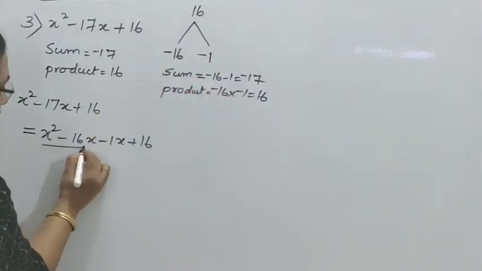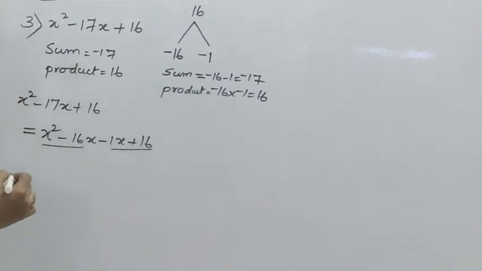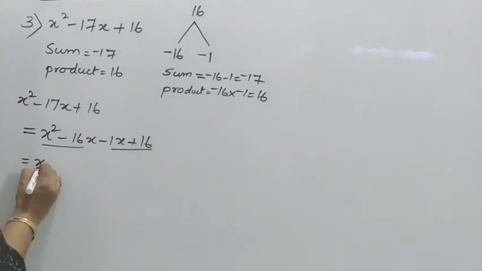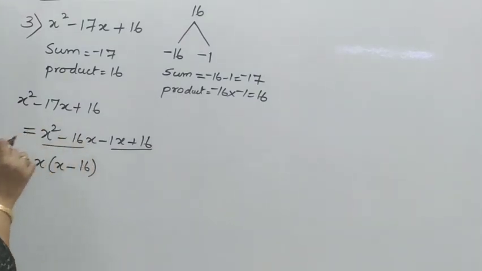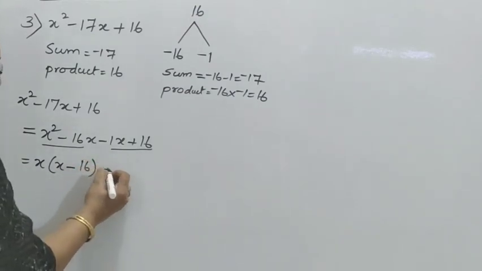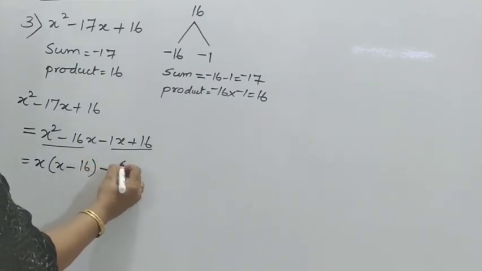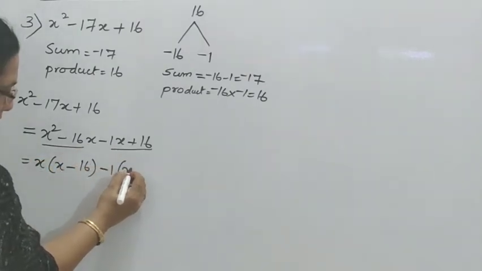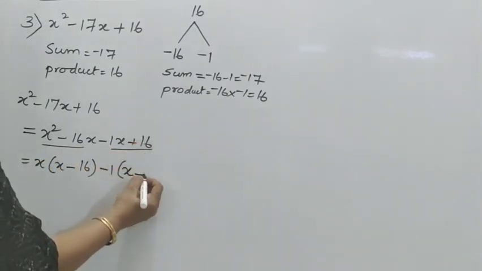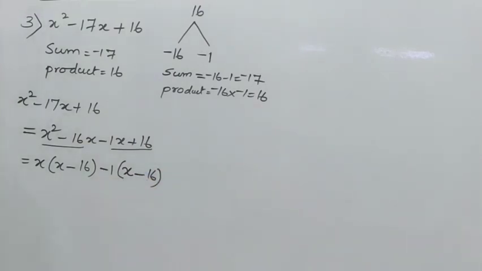Now we should identify the grouping of pairs. The first two we take. What is common? x is common. So x into x minus 16. x is already taken, so 16 is only there. Now from the next pair I am taking out minus 1. So again x will be plus, right? We want x plus, so we take out minus. x will be out. Then what is the remaining term? That is minus 16. Now you compare both brackets. It is the same. So that is why minus 1 is to be taken.